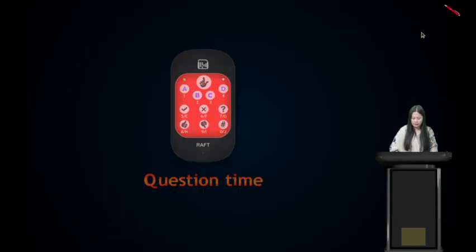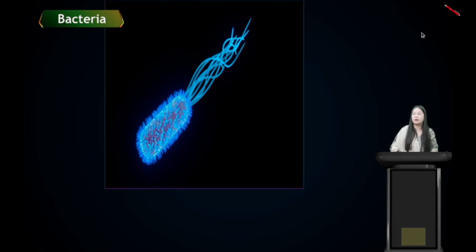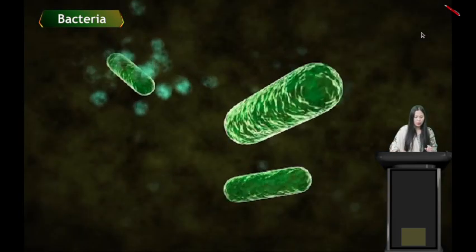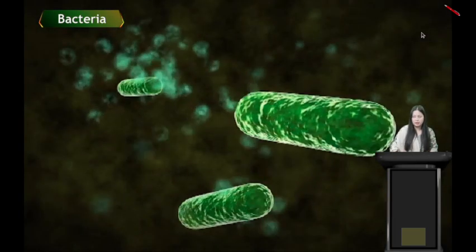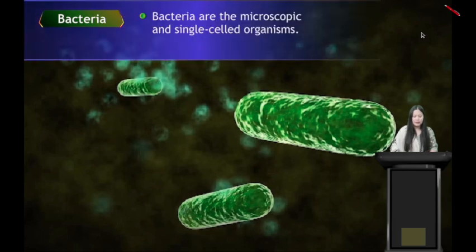Alright, students, let us see the next type of microorganism, that is bacteria. Bacteria are also microscopic organisms, and they are single cell microorganisms, meaning they are made up of only one biological cell. So bacteria are microscopic and single cell organisms. Bacteria may live in colonies.